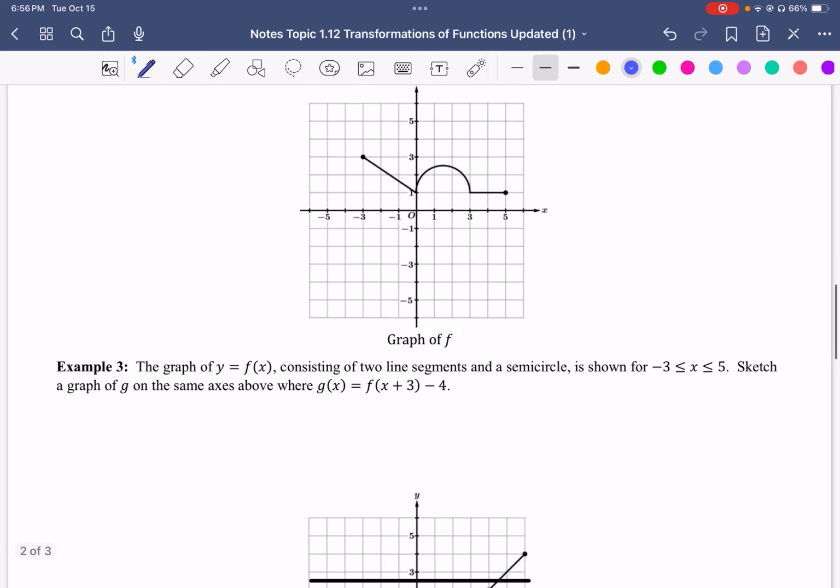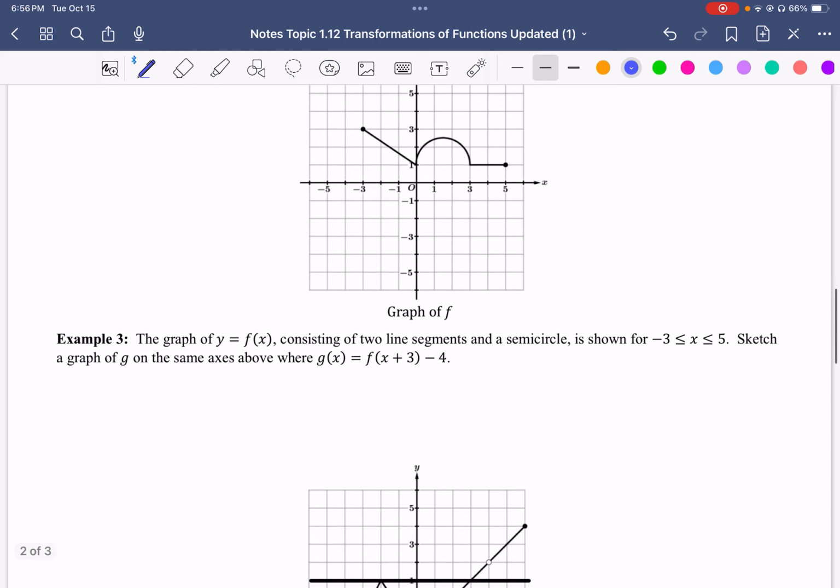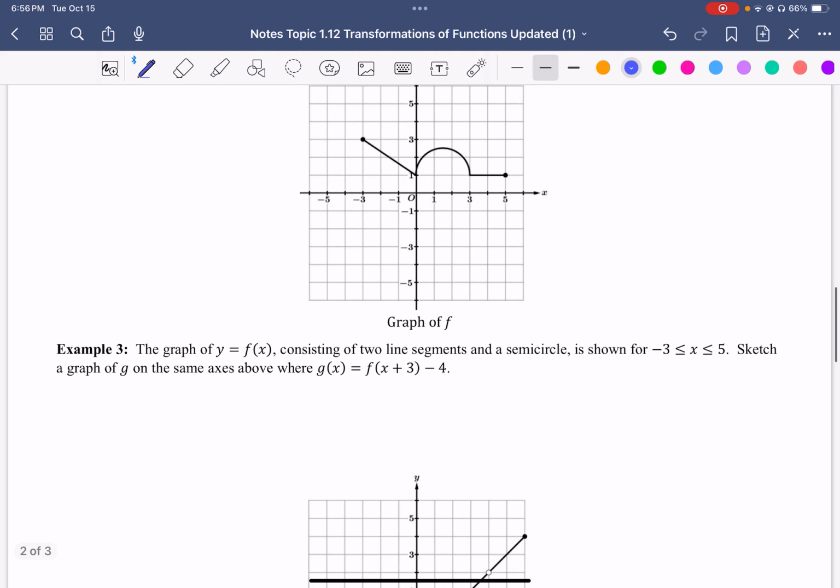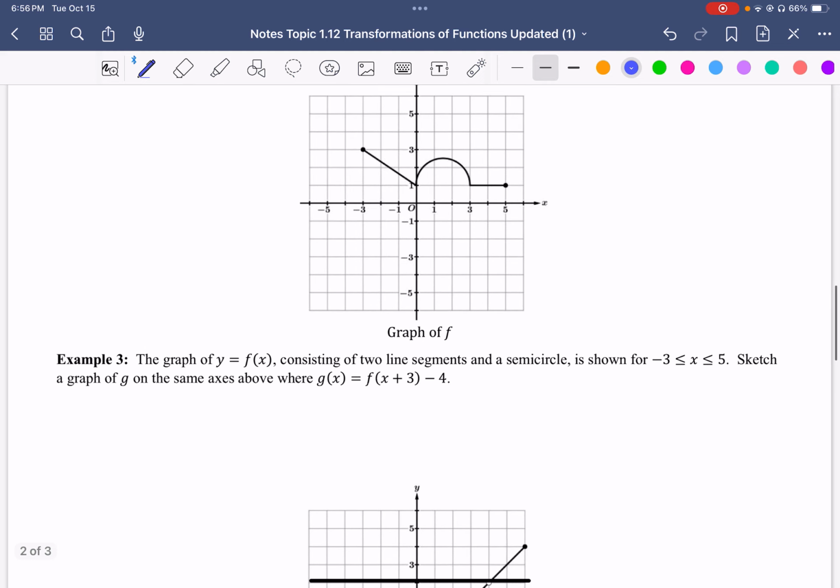Okay, let's go on to example 3. The graph of y equals f of x, consisting of 2 line segments and a semicircle, is shown above for -3 to 5. Sketch a graph of g on the same axes above, where g of x equals f of x plus 3, minus 4.